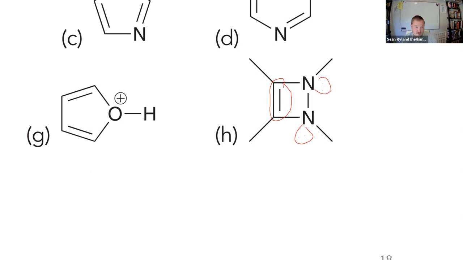So it looks weird, but from a theory standpoint, it meets our first true criteria at least, right? It's a cyclic ring that has a conjugated pi system all the way around. And it's got an odd number of pairs, right? So according to Huckel's rule, that should be aromatic.